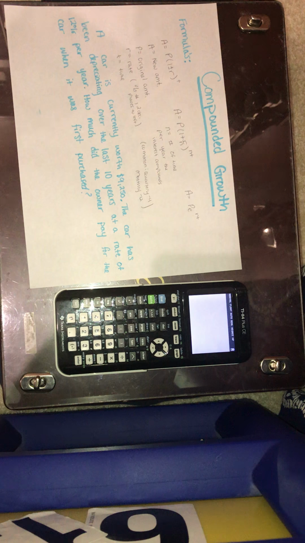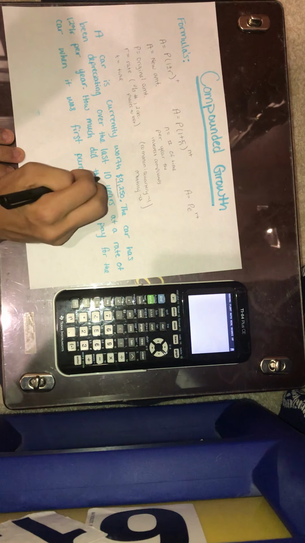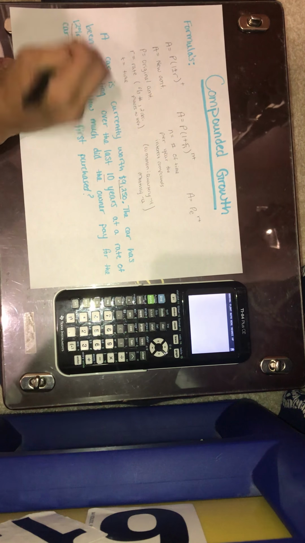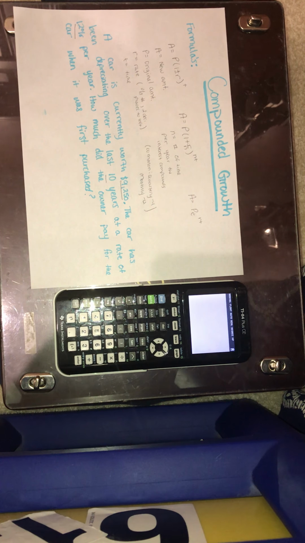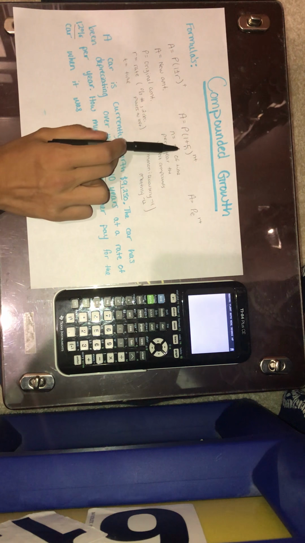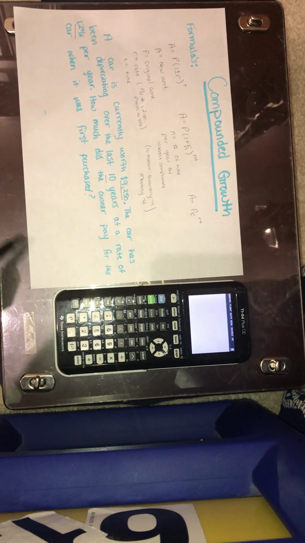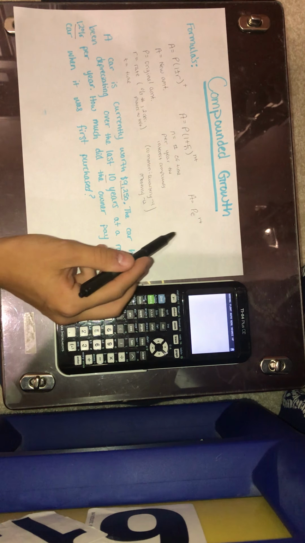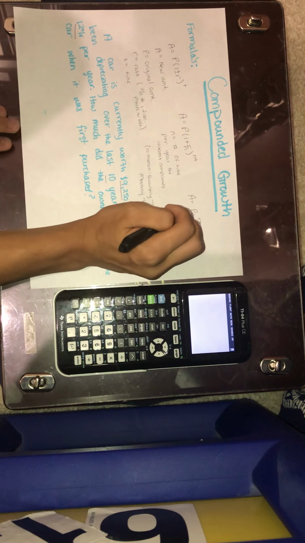Okay. A car is currently worth $9,250. The car has been depreciating over the last 10 years at a rate of 12% per year. How much did the owner pay for the car when it was first purchased? Okay, so first, these numbers stand out to me, and pretty much I'm not seeing any n value in there. It doesn't say continuously, which is when you use A equals PERT. I'll write that down.